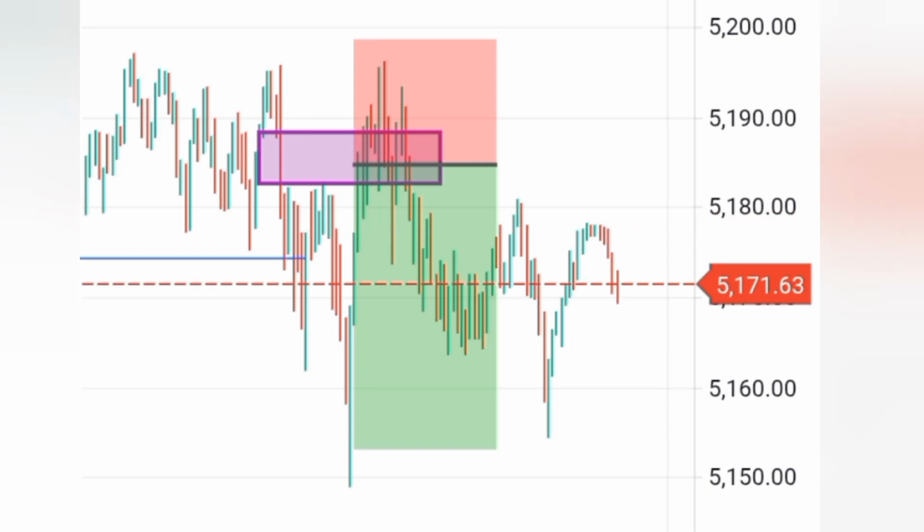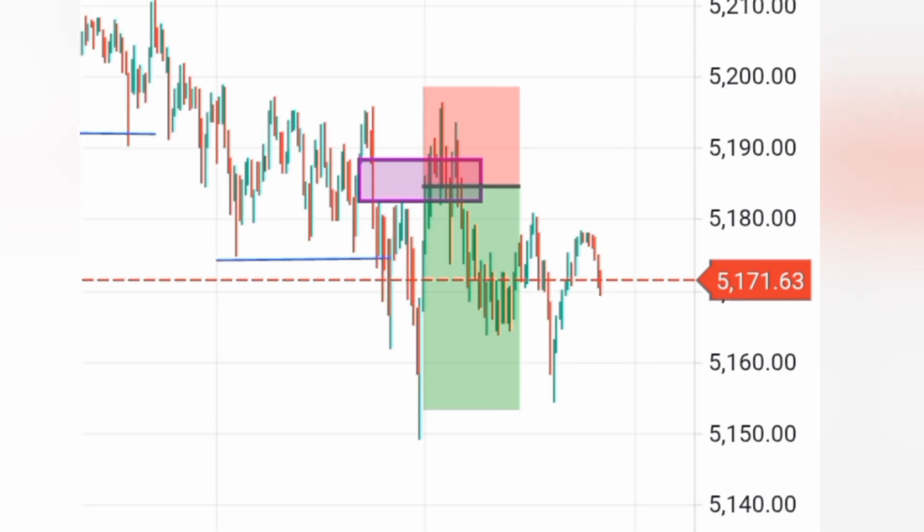So now aim for more consistent profits instead of larger risky trades. So growing a small account takes patience and discipline.